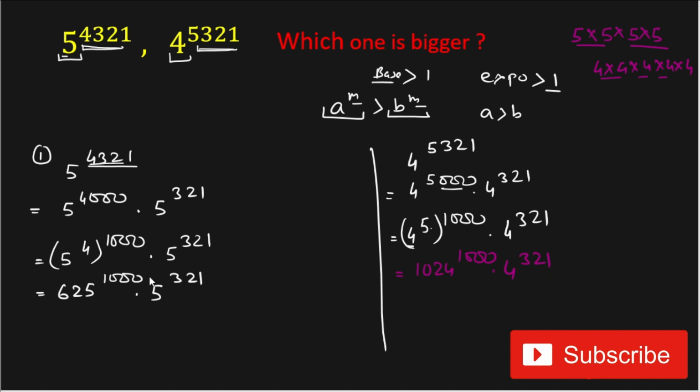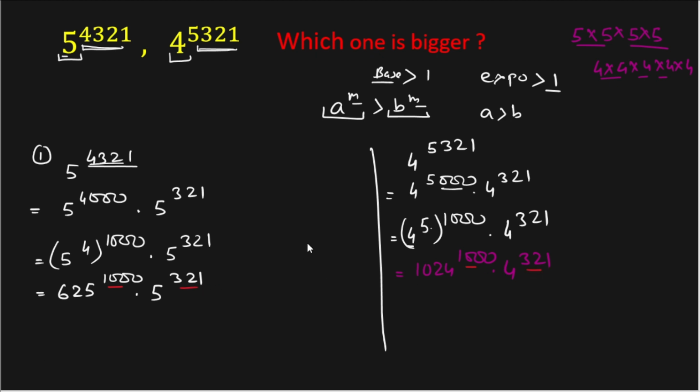So friends, now if you look here, we have 1000 power and again here 1000, 321 and 321. So now we'll compare the base. The first factor's base is 625 and the first factor of the second term is 1024, so this value will be greater than this value. In the next factor we have 5 and 4, so the value of this factor will be higher. So from these higher and lesser values we cannot ascertain which value is bigger.